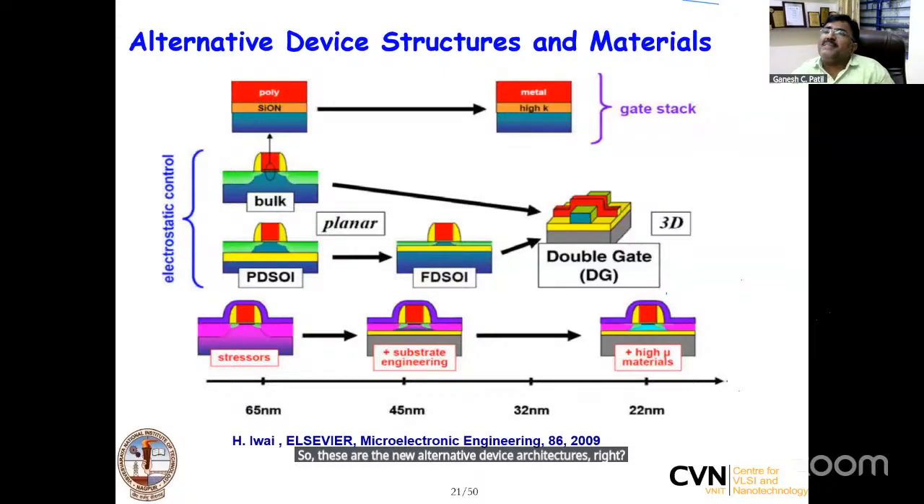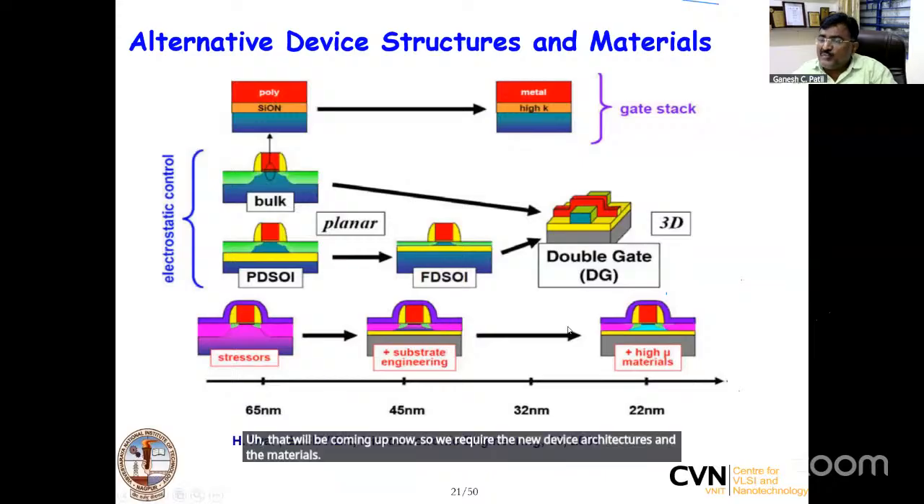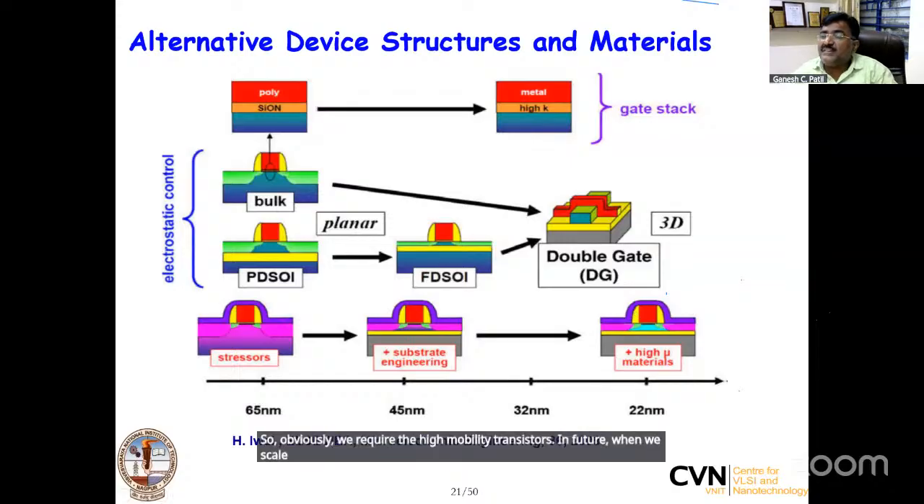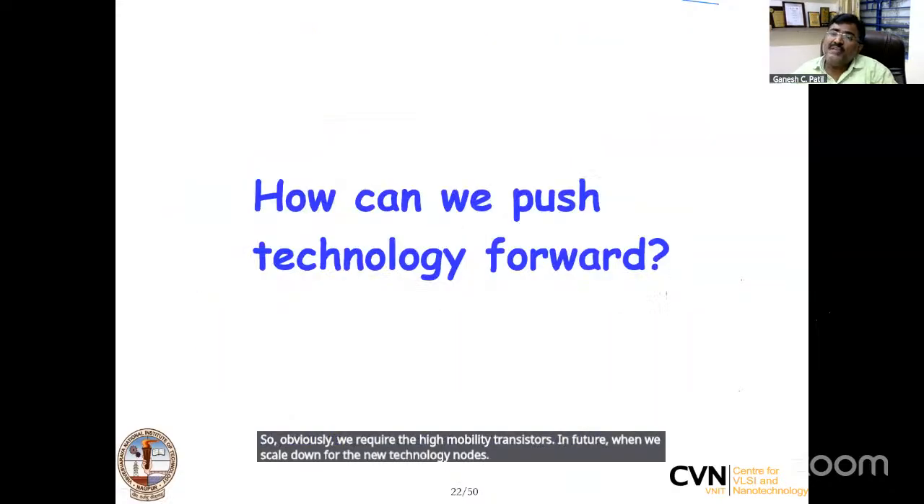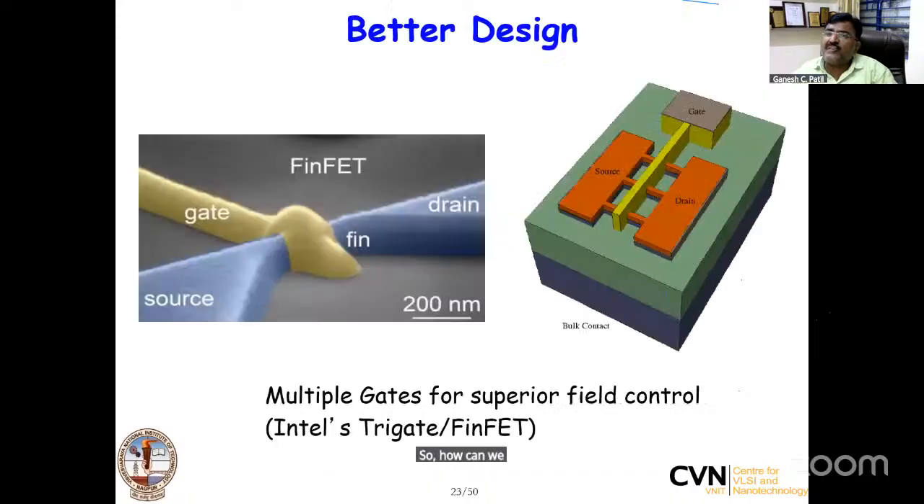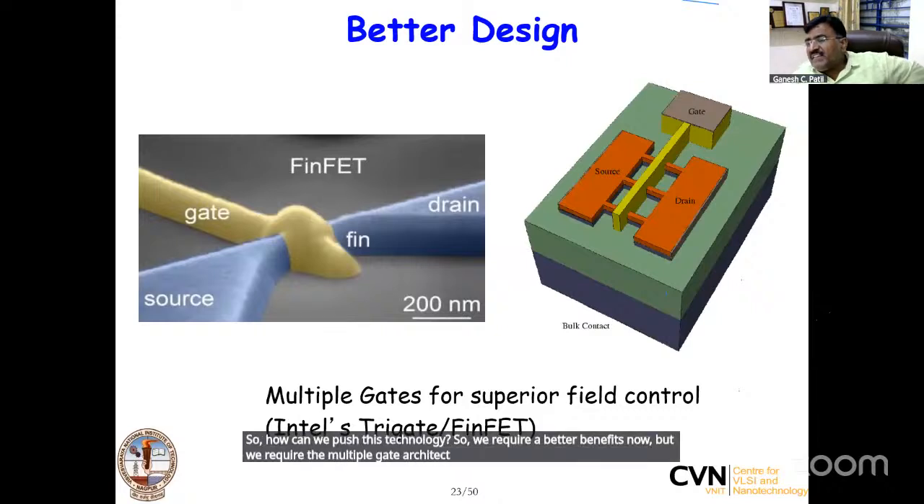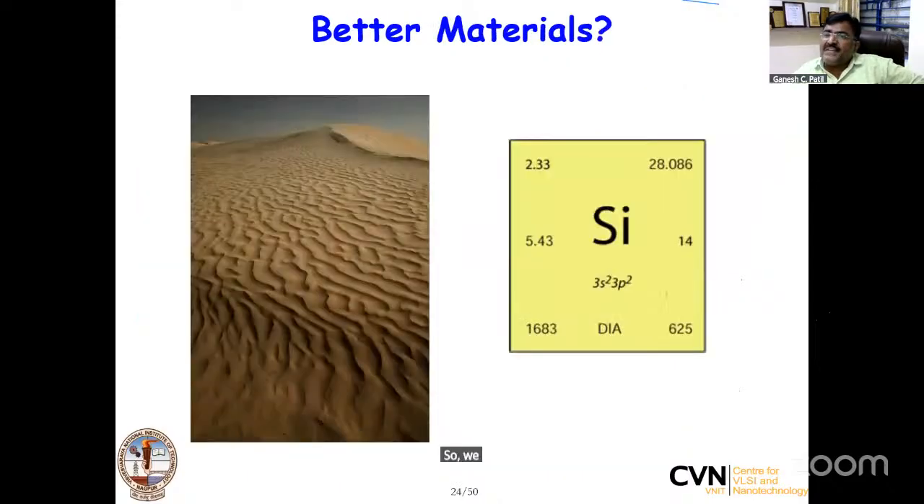That will be coming up now. So we require new device architectures and materials. Obviously we require high mobility transistors in the future when we scale down to new technology nodes. So how can we push this technology? We require better FinFETs now. We require multiple gate architectures, and we require better field control. So we require new, better materials.